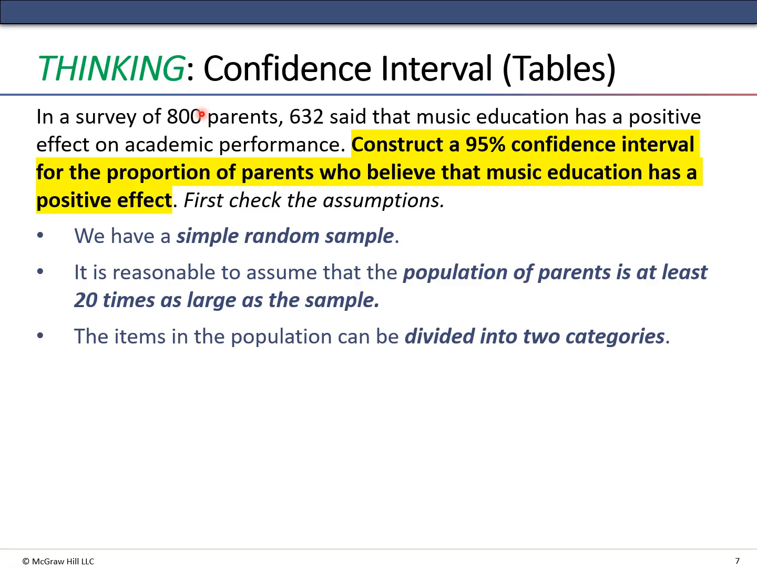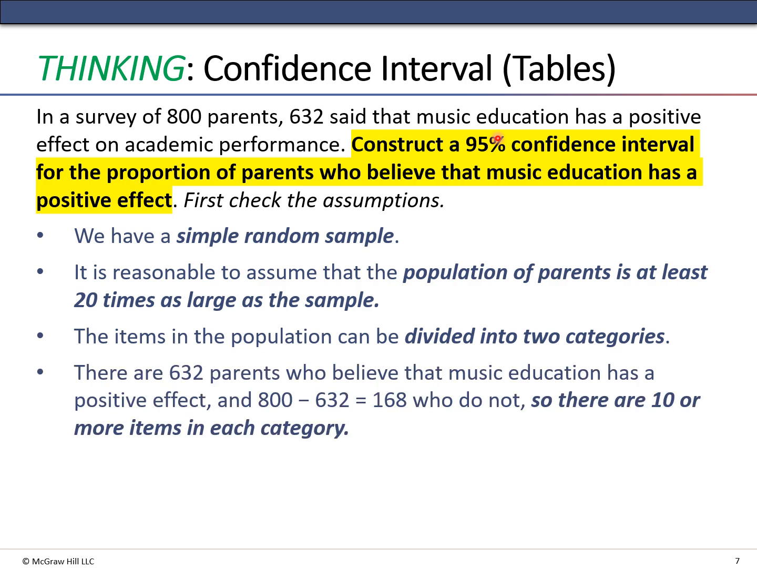And we can divide the population into two categories, those who believe that music has a positive effect and those who do not. There are 632 parents who said that they believe it has a positive effect. That means there are 168 who do not. So there are at least 10 or more items in each of the categories. So we have met all of the assumptions.